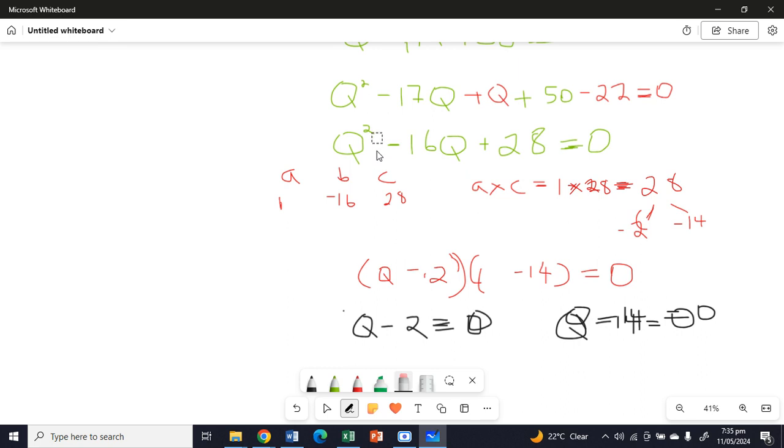This q squared. After you find the two factors, -2 and -14, the next step is to just, have you seen the way I've written q minus 2, q minus 14? You forget about that q squared. It's gone from there. After you find the two factors, just put them in brackets like this. This is q minus 2, since one of the factors is -2, and q minus 14. And you equate both to 0.